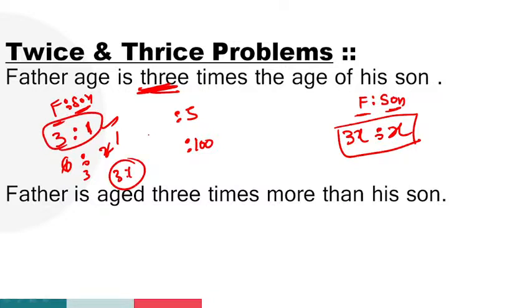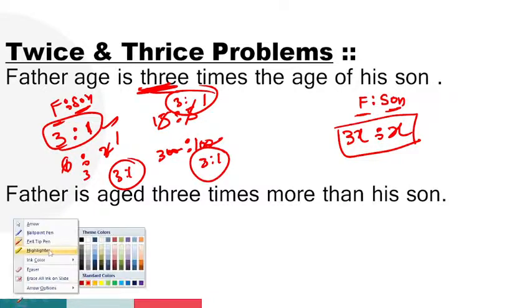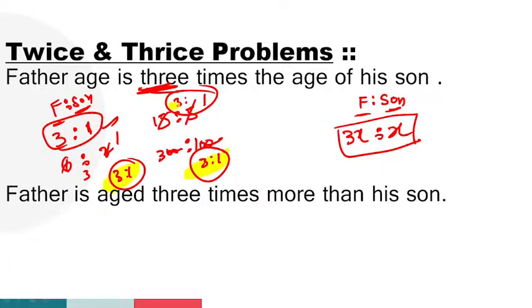For example, let 5. Father is how many times? 3 times. 5 into 3, 15. 5 ones are, 5 threes are. Again, the answer is 3 is to 1. Let 100. Father is how many times? 3 times. 100 into 3, 300. Cancel the 100s. The remaining answer is 3 is to 1. So whatever son's age you take, finally we will get 3 is to 1.